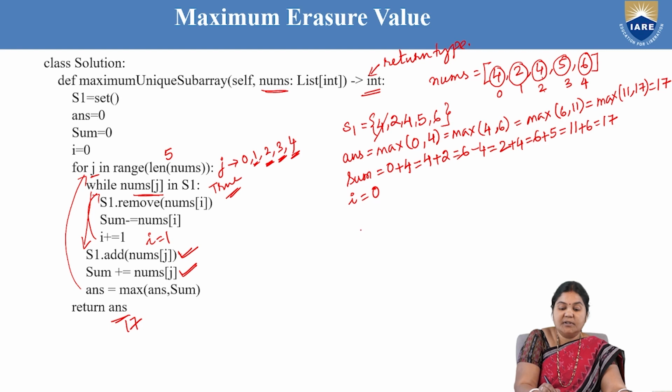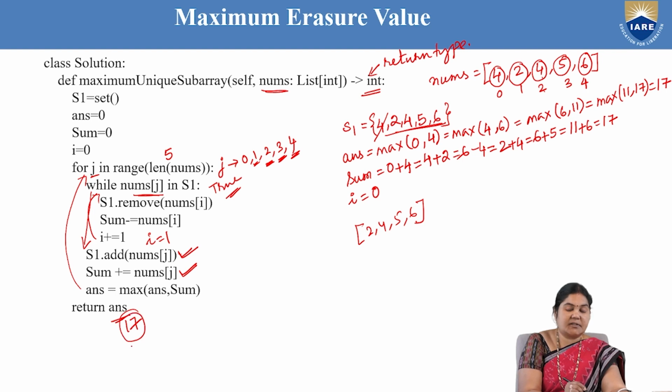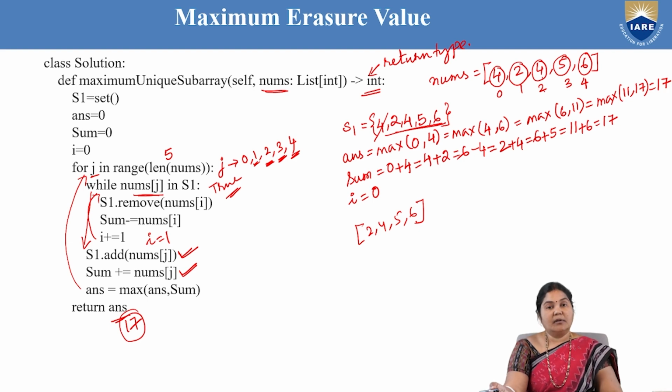And what is the unique subarray? It is 2, 4, 5, 6, which is there in the set. This is the unique subarray. In this question, they have asked to print the maximum score of the subarray which contains unique elements. So the score is 17. Maximum score is 17. Similarly, you can try with the second test case and trace it down and understand what is the solution.